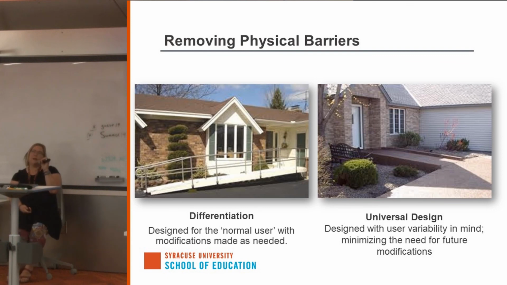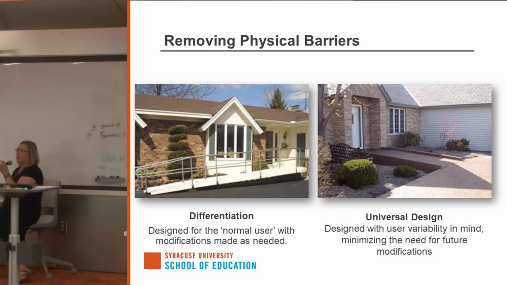All right, so when we think about the physical part of it, the house on the left has a ramp in front of it, right? The house on the right also has a ramp in front of it. So can we all agree that those are both accessible entrances that are wheelchair accessible, right? What would you say is the difference between the two?